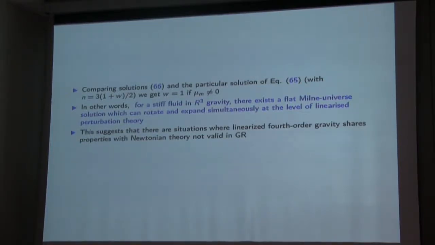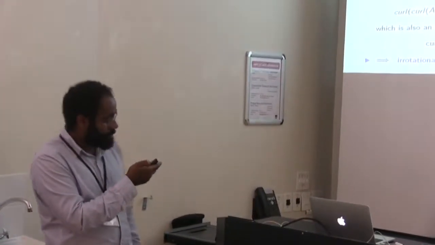So this tells us from the consistency analysis we just made, we can already see that there are more features that f of R shares with Newtonian gravity than general relativity does with Newtonian gravity. So that's an interesting result to make note of.